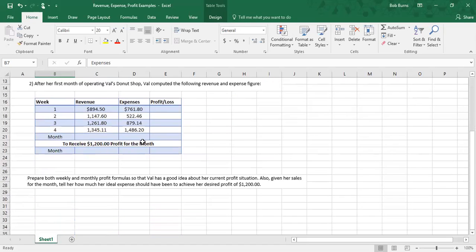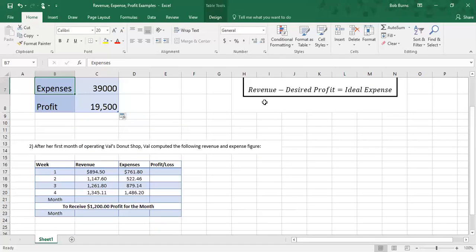Number two, after her first month of operating Val's Donut Shop, Val computed the following revenue and expense figures. And so we have the figures here. Prepare both weekly and monthly profit formulas so that Val has a good idea about her current profit situation. Also, given her sales for the month, tell her how much her ideal expense should have been to achieve her desired profit of $1,200. All right, so this is the other formula: revenue minus desired profit equals ideal expense. The purpose of this formula is you want to get a profit. You have a goal. So you need to figure out how much my expenses should be based on my revenue amount to get that profit. And that's what that formula is for.